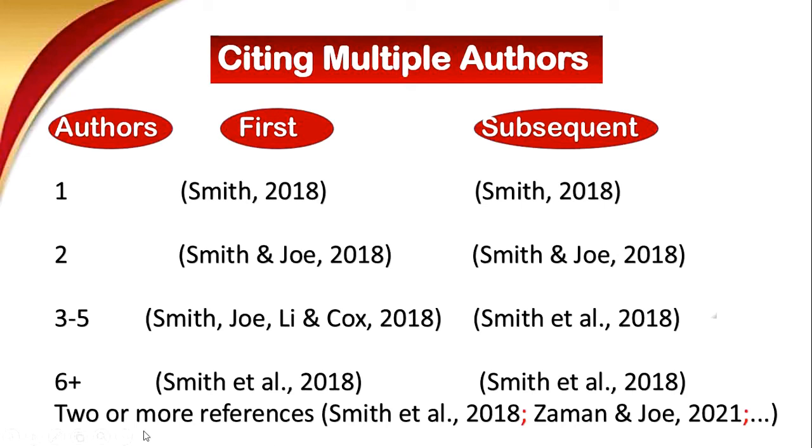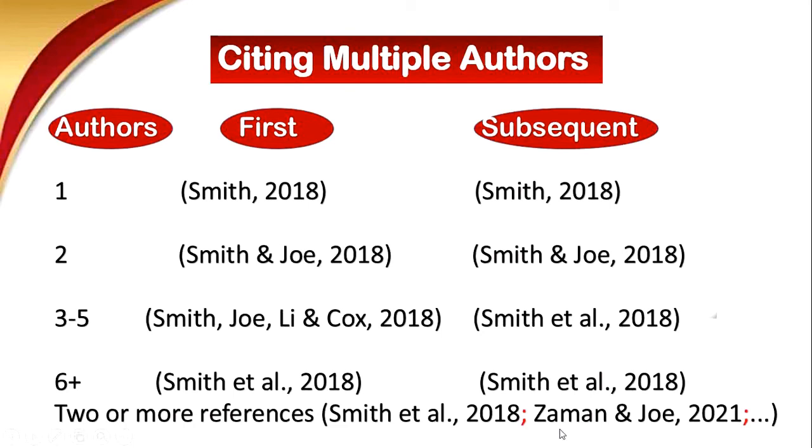Now if you have 2 or more references at the same time, and you have multiple authors, this is going to be a tricky one. Now see, suppose you have 6+ authors or 3+ authors, what you're going to do is write down the first author's last name, then the same format as I showed before, then the publication year. Now the semicolon in red is very important. If you have 2 or more references, you have to separate them with this semicolon.